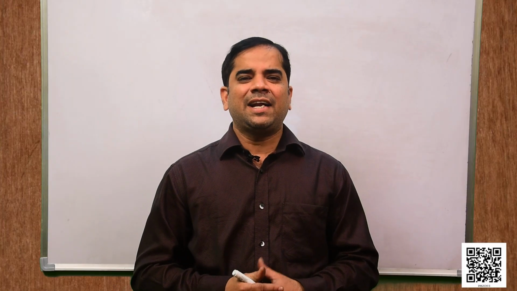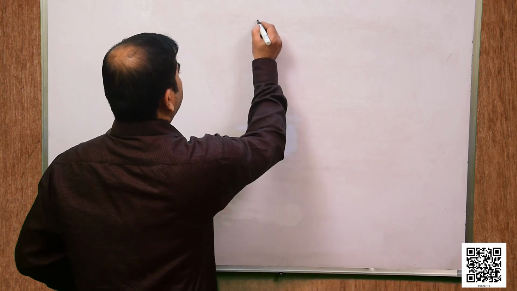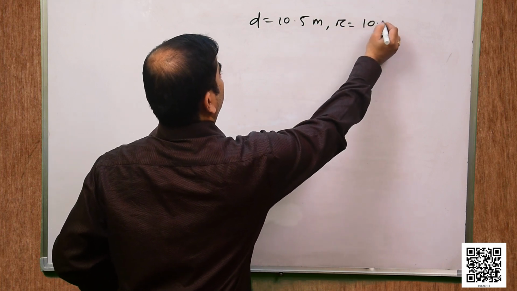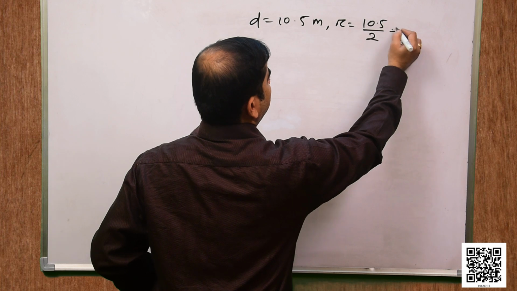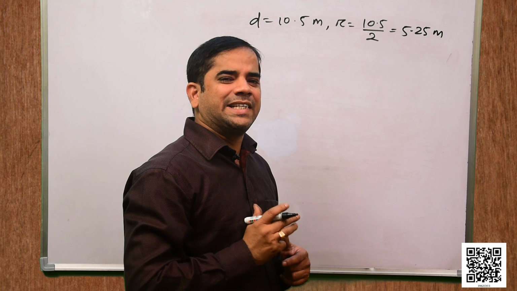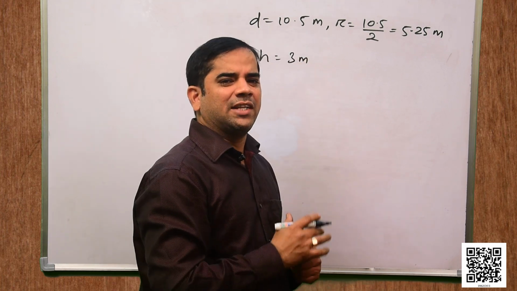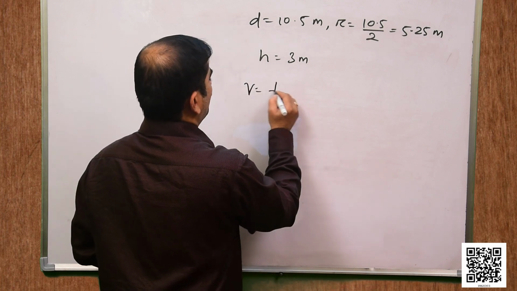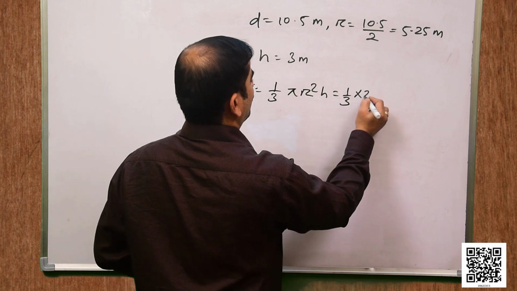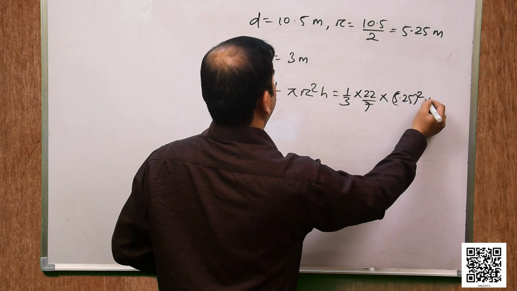Students, it is given that the diameter of the heap is 10.5 meter. So D is equal to 10.5 meter. So r will be 10.5 divided by 2, that is 5.25 meter. Height is given as 3 meter. So let us find the volume. Volume is equal to 1 by 3 pi r square h, that is 1 by 3 into 22 by 7 into 5.25 square into 3.